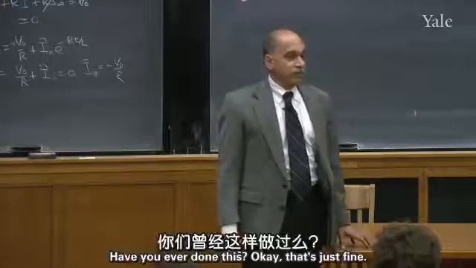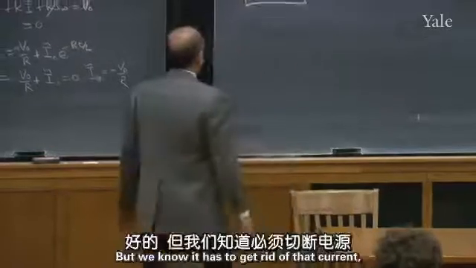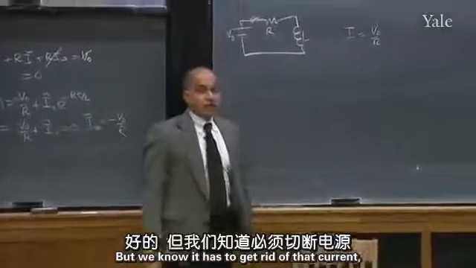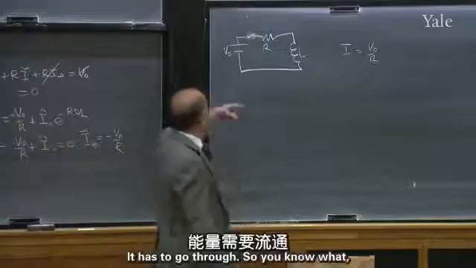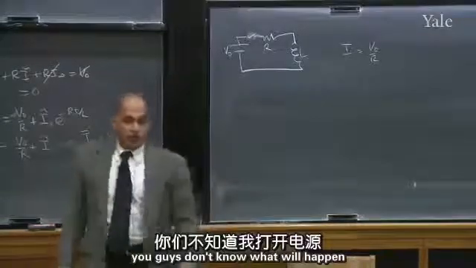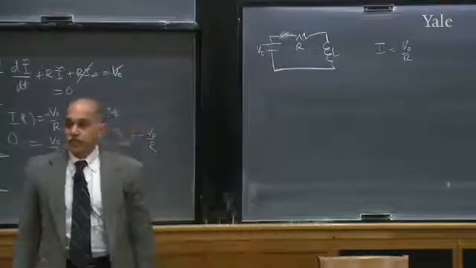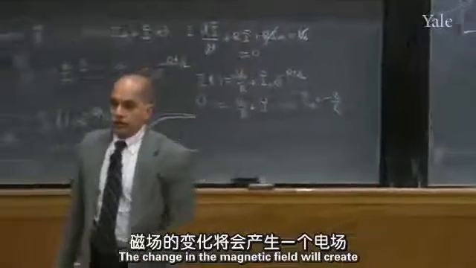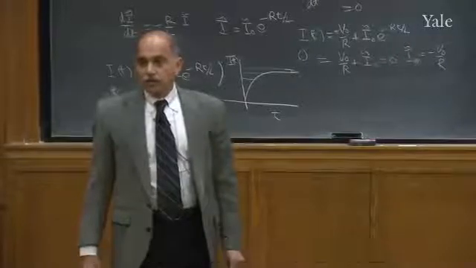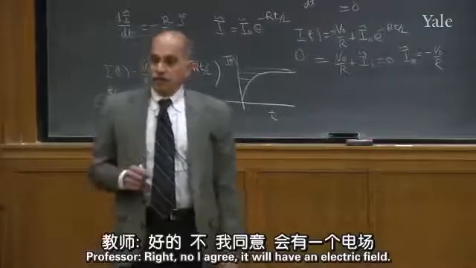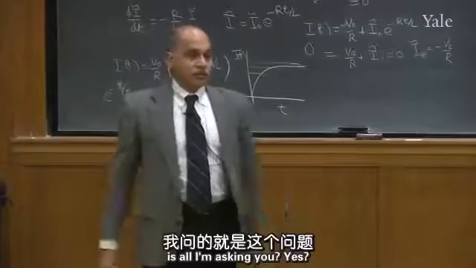Have you ever done this? Okay, that's just fine. But we know it has to get rid of that current, because otherwise, what happened to the energy? It has to go through. So you know what? You guys don't know what will happen if I pull that switch. Yes? Does it create an electric field? Because the change in the magnetic field will create an electric field, which doesn't need the closed circuit. Right. No, I agree it'll have an electric field. But how will the electrons flow when the wire has been interrupted is all I'm asking you.